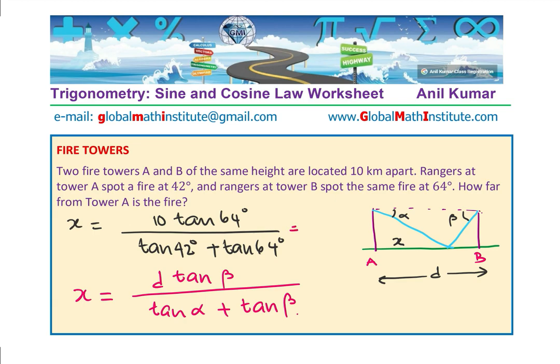Or should we do it? Okay, let's do it. So we have 10 times tan of 64 degrees, which is equal to 20.50. And we are going to divide this by, within brackets, tan of 42 degrees plus tan of 64 degrees, right? Bracket close. And that gives you approximately 6.94.